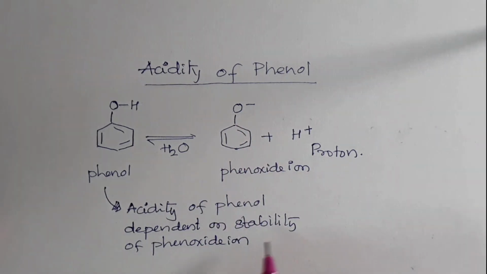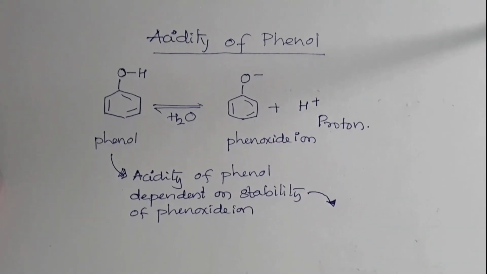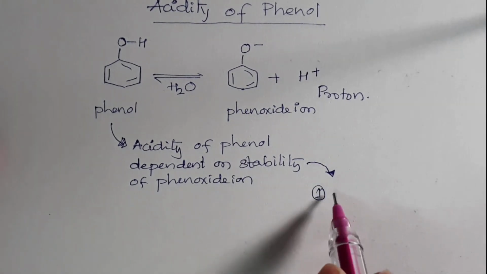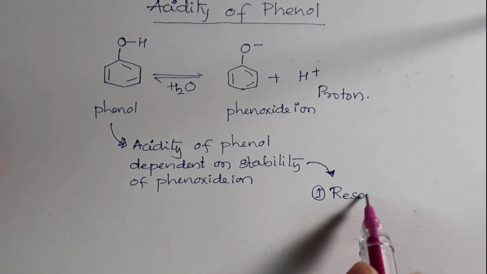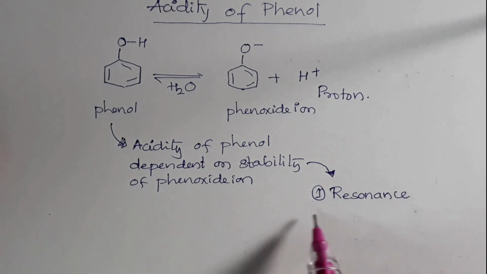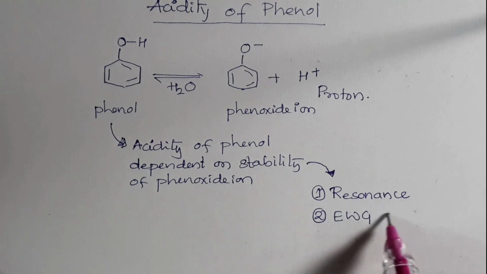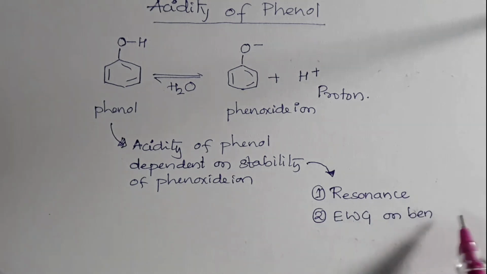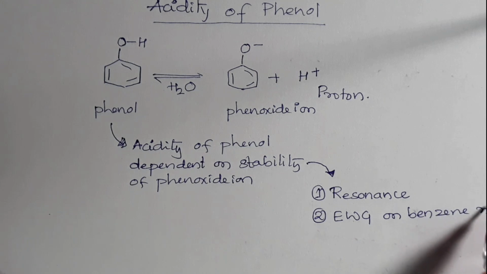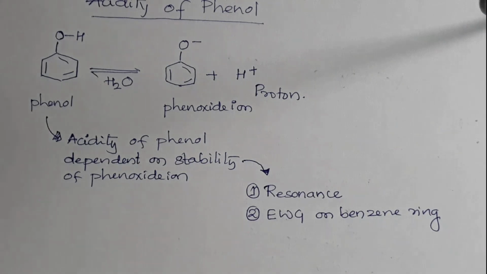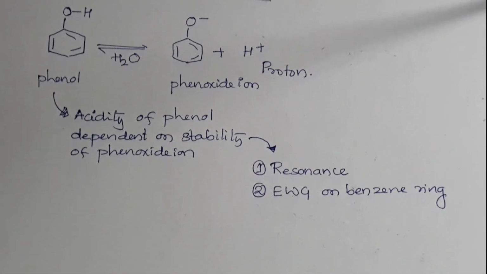So how is the phenoxide ion stabilized? There are two possibilities by which the phenoxide ion can be stabilized. One method is by resonance. The second, we can stabilize the phenoxide ion by placing the electron withdrawing group on the benzene ring. Okay, so now overall we'll see one by one.